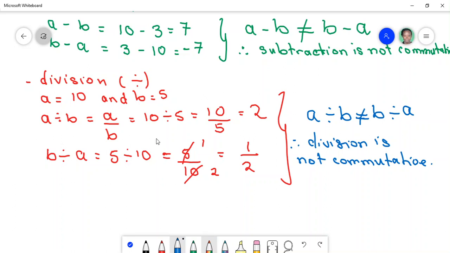So you can have many examples. You can try on your own as well to check which of the operations are commutative. In our next lesson, we'll look at other properties of these simple operations.